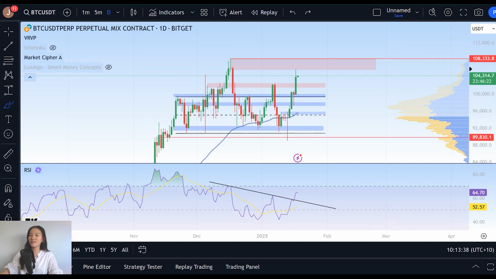Alrighty guys, so diving into the charts here, a lot has happened in the market. It's a very exciting time, so let's talk about what's been going on. Over the last couple of days, we can see Bitcoin has done a couple really important things, right?